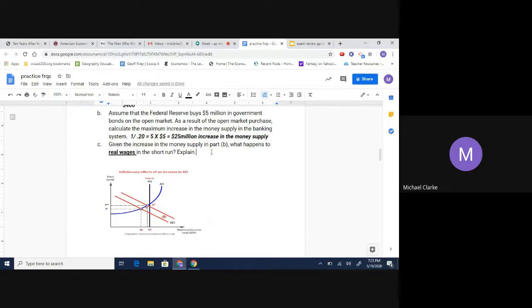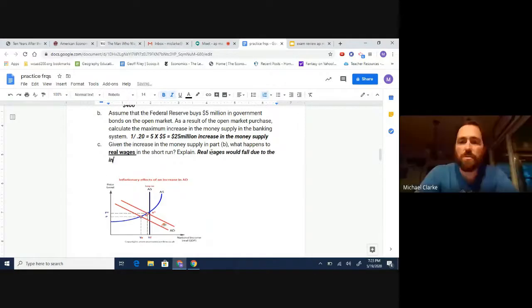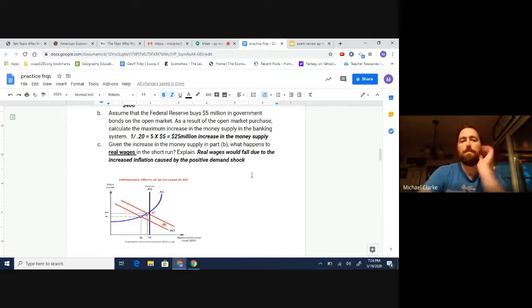Remember, anytime there's inflation, think of the effect on real wages. It eats into people's real wages. Now your money purchases less. Your purchasing power is reduced. So the correct answer here would be real wages fall due to the increased inflation caused by the, you could say, positive demand shock, increase in demand, whatever you want to write. That would suffice. Okay, so that's the 5th question. We got one more.